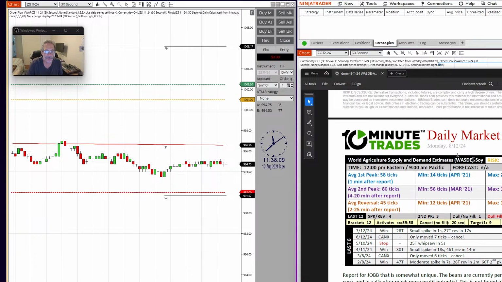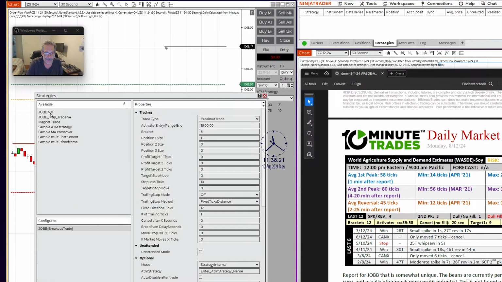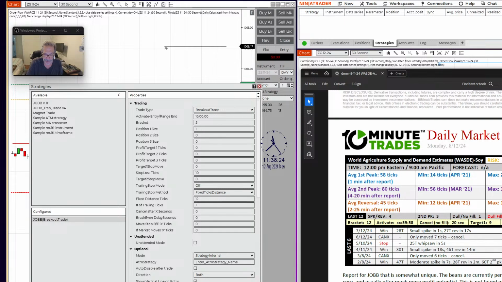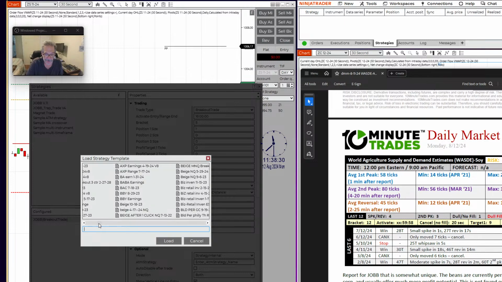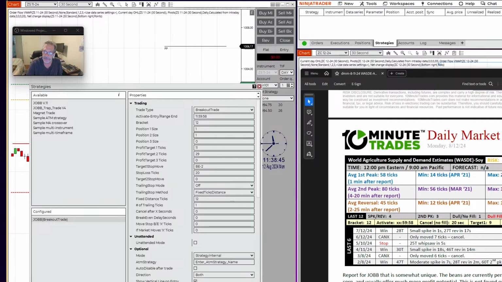So here's the setup that I'm going to use today. So let's see what we got going. Let me check. I don't know if I have a template saved for WASDE or not that I can use. That's the big question. Let's see. So WASDE, this may work. Let's see if this template is active. Yeah. All right. So I'm going to trigger my soybeans at 11:59:58. It's a breakout trade.